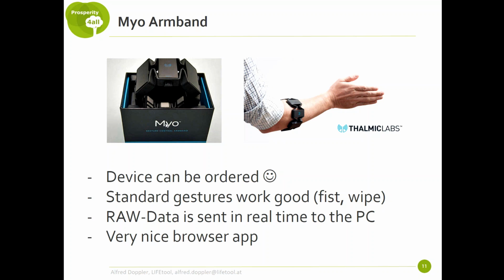This device can be ordered, so that's a thing that's really, really important. When you try to develop something with a special input device, you need the device. From a developer's perspective, there are so many things that will surprise you when you have this thing in your hands. So it's really, really important to get this thing on your PC and try it out in different test systems. What this mirror armband does very good is the standard gestures work very good.